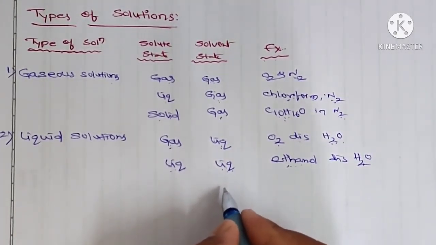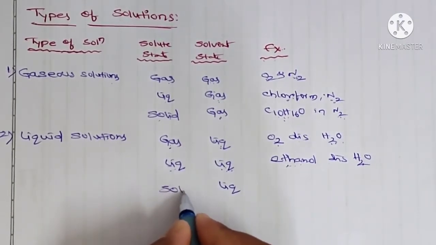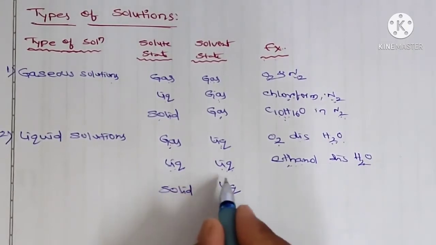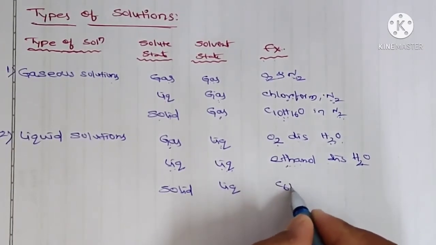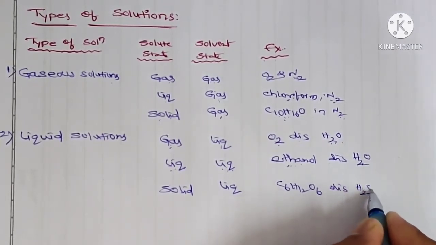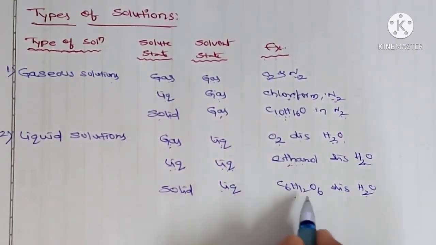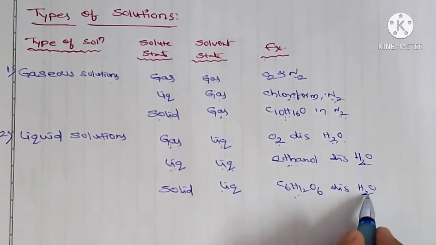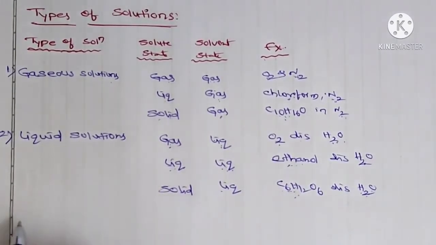And the next one, the solvent state is liquid and solute state is solid. So solid in liquid. Example, glucose dissolved in water, C6H12O6 dissolved in water. So glucose is a solute and water is a solvent, because glucose is in less amount, water is in large amount. So glucose dissolved in water, solid in liquid.